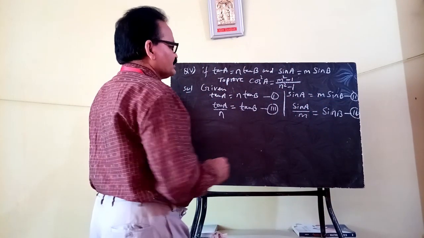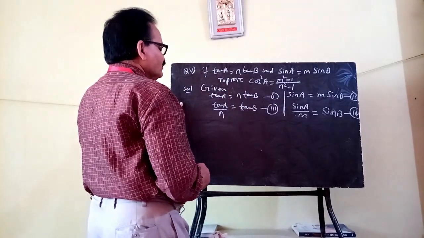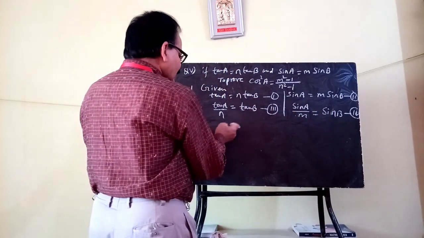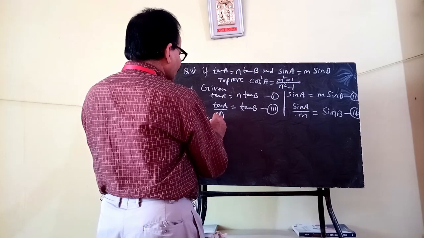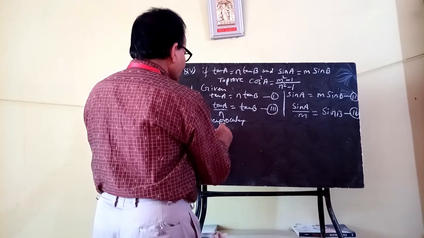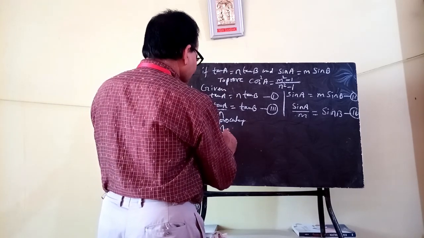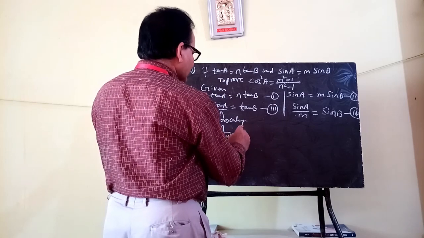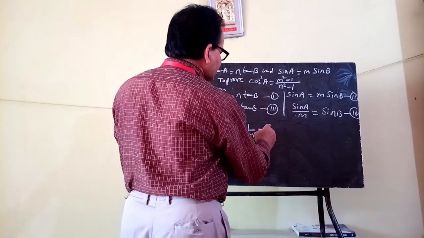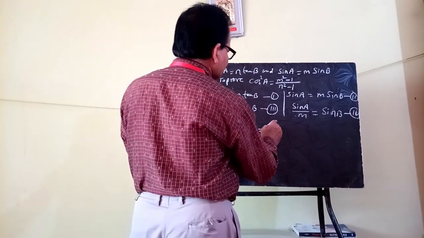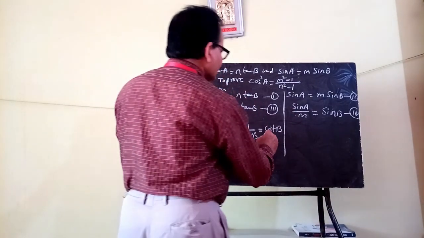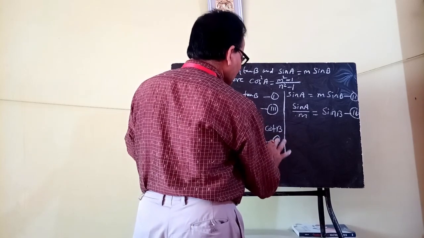Okay, from 1 you have got 3, from 2 you have got 4. Now you find the reciprocal of equation 3 and equation 4. So by reciprocating, what you will get is n by tan A on the left side, and 1 by tan B on the right side. 1 by tan B means cot B. So this is your equation 5.